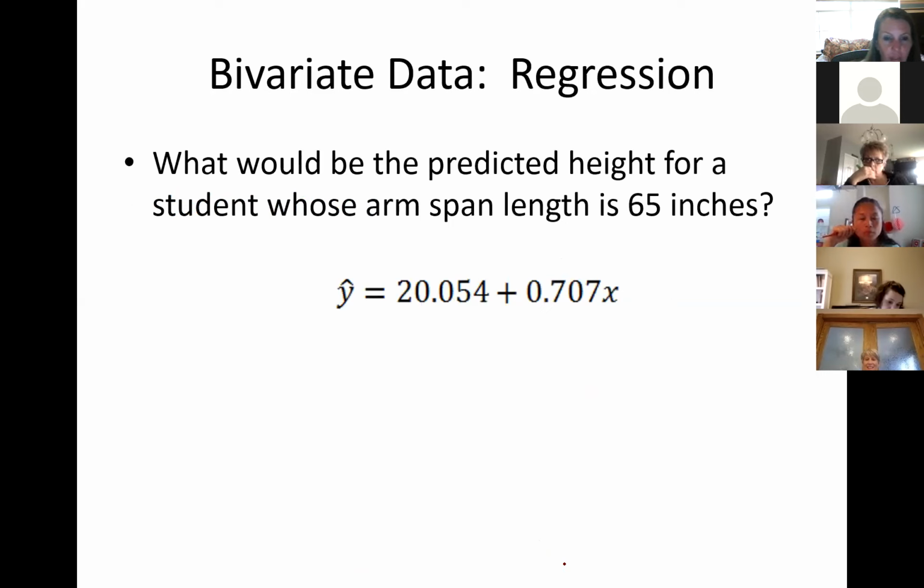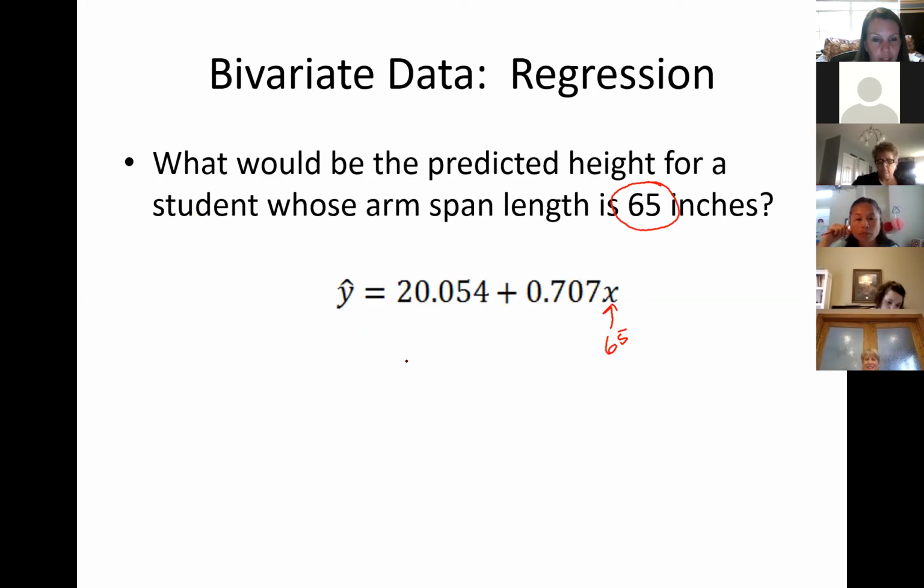All right, so one thing that we can do with our regression model is make predictions. To make predictions, really what we're doing is taking the X value that we're interested in. In this case, we want to predict the height for a student whose arm span is 65 inches. So we're going to take that 65, plug it in for X, and solve for Y hat. That's how we make predictions using our model.